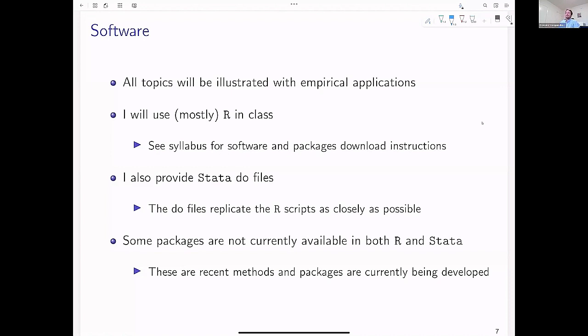So there may be a couple of cases in which I will need to move to Stata, just because some R packages are not available. And also, if you're following the Stata do files, there may be some cases in which some packages don't exactly replicate R, or maybe are not available in R. But I'll mostly use R in the class.